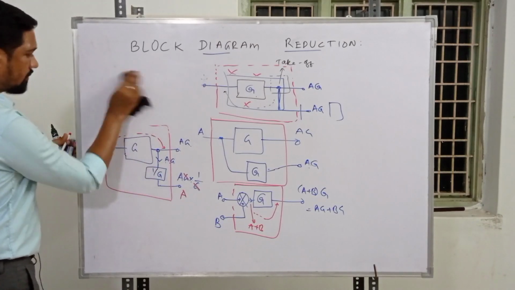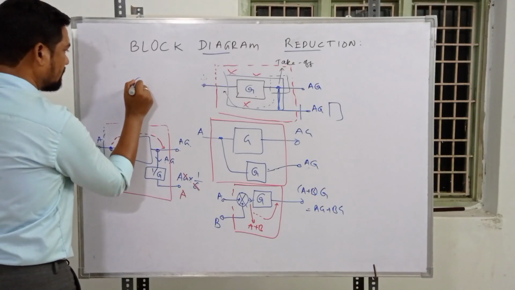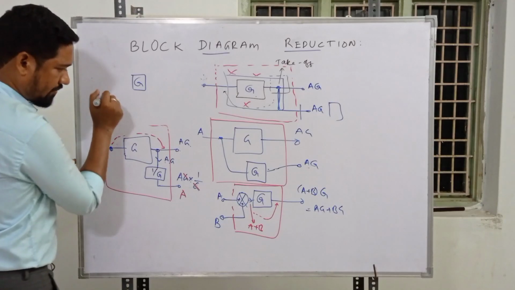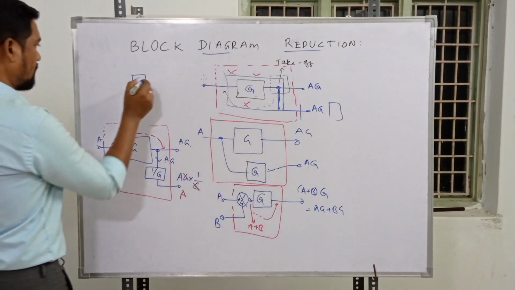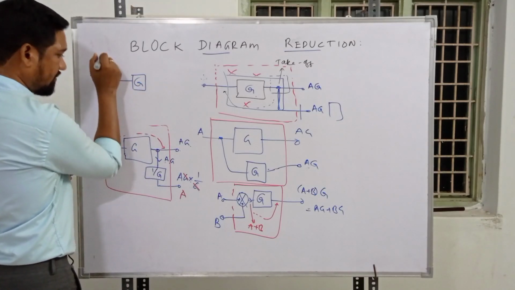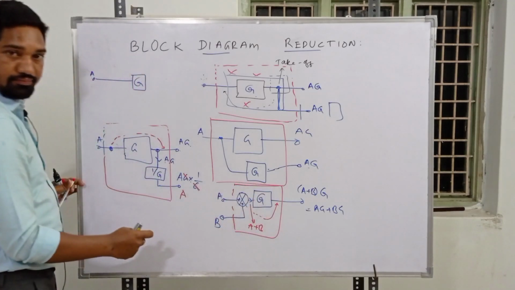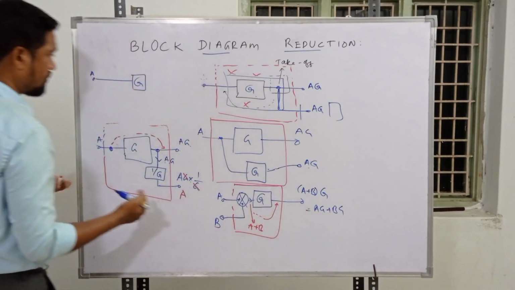Here we have a transmittance G, and what is the modification? This summing point should be taken ahead of the block. So we have a signal A as it is outside the block. Modifications are done inside this red area. Any modifications can be done, but we have to stick to that. The output should be as it is, no change in that one.